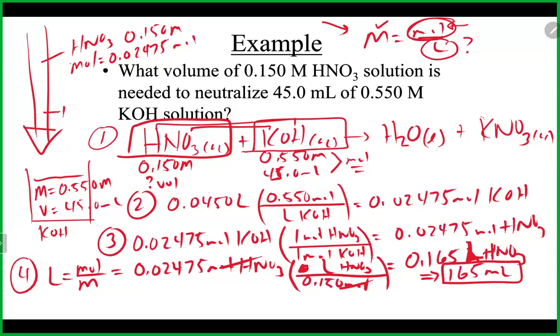Any questions on that there? Yeah, it's the bottom that's going to cut up there, it is 0.15 moles per liter of nitric acid. Yep. Other questions on that?